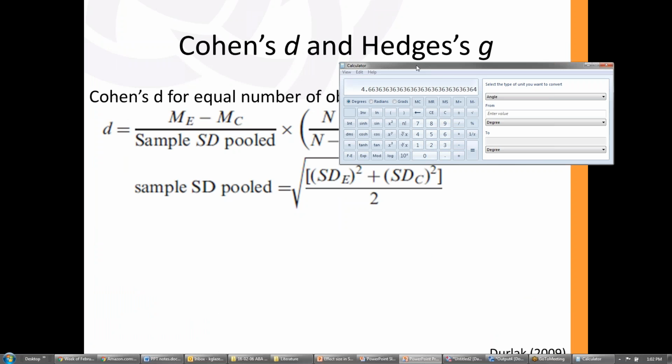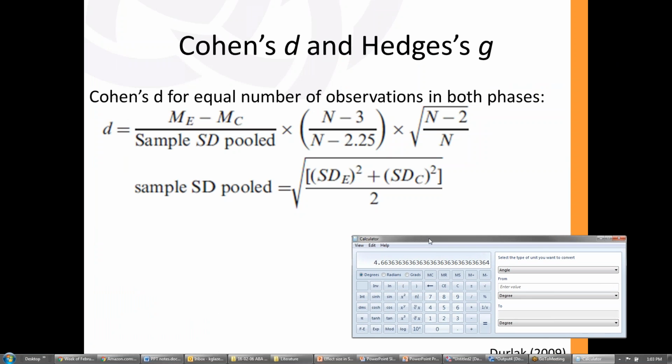And the denominator is the sample standard deviation pooled. What the heck is a sample SD pooled? Well, here is the answer, this lower equation here. What it's basically doing is taking this difference of 4.7 and standardizing it. Remember I said that this is a standardized mean difference test? And when you standardize it, it means, okay, you got 4.7 units of change.